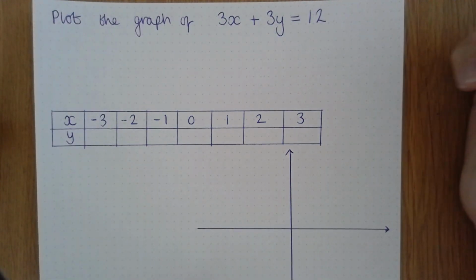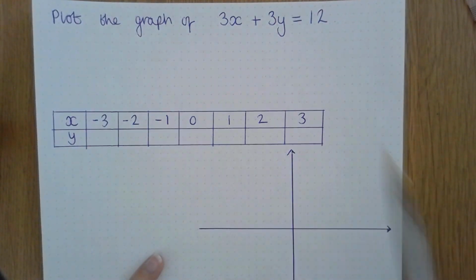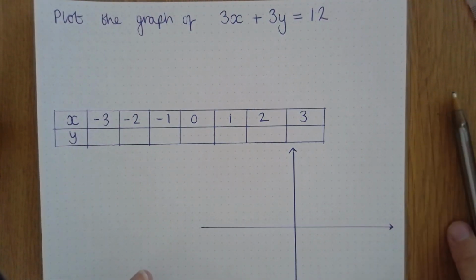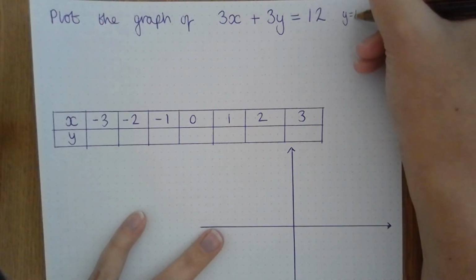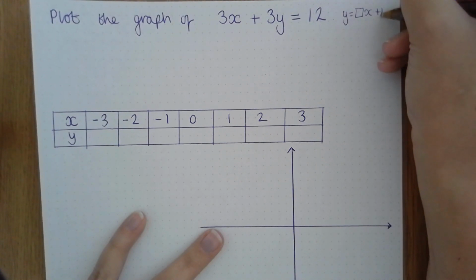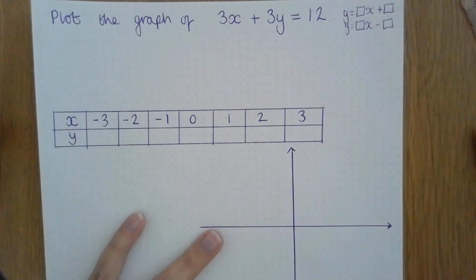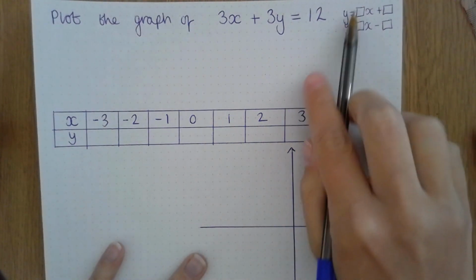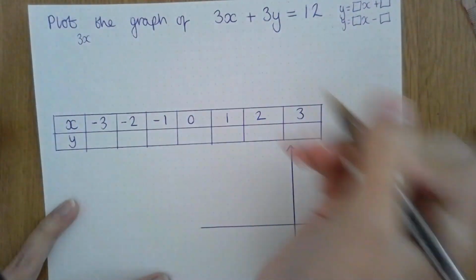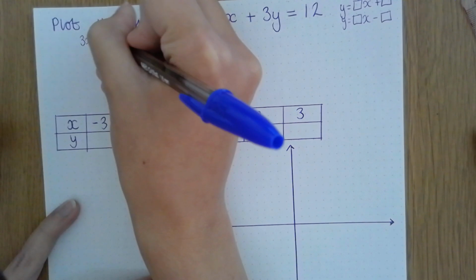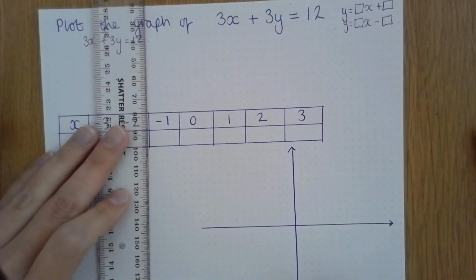Our other example, we're going to talk through plotting the graph of 3x plus 3y equals 12. So that's not the form that we want it in. We want it to look something like y equals something x plus something, or y equals something x minus something. We need y on its own, so we're going to rearrange this first. So we're going to start with 3x plus 3y equals 12, and we're going to use some stabilizers to help us rearrange it.